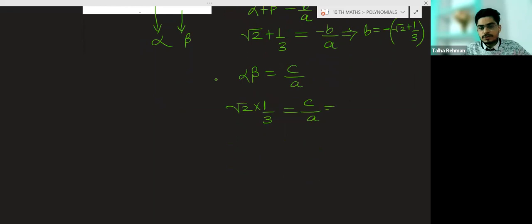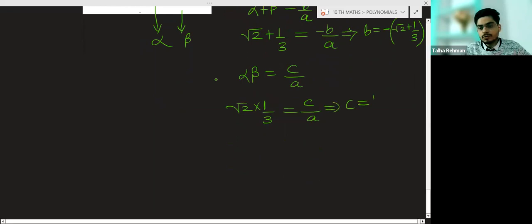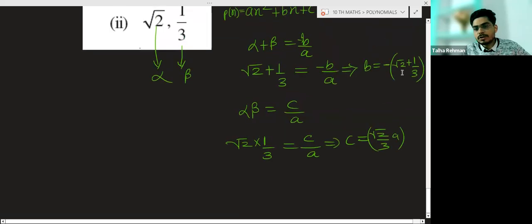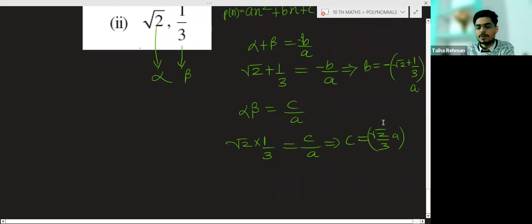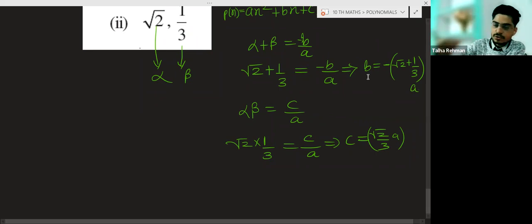And from this equation, we will get c is equal to √2 by 3 into a. And here there will also be a, so there is no problem in this. We will put different values of a, and we will get different values of b, and we will get our answer. So you can put any value of a.